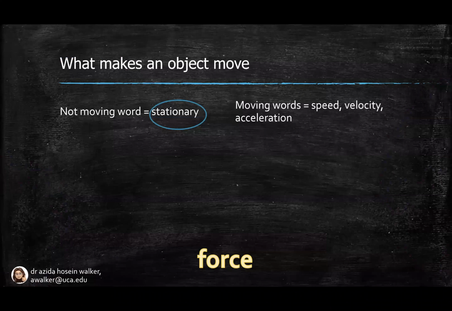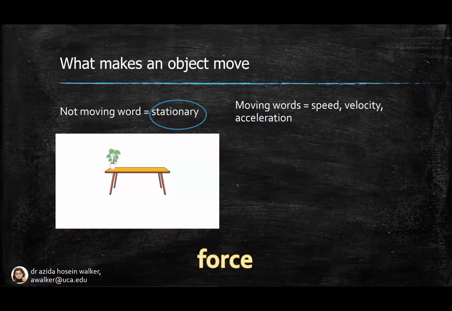We've had words that describe an object that stays in the same position with time. For example, the potted plant on the table stays in the same position after some time has passed. We say that that is not moving. We say that the change in position is 0, or we can say that it's stationary.